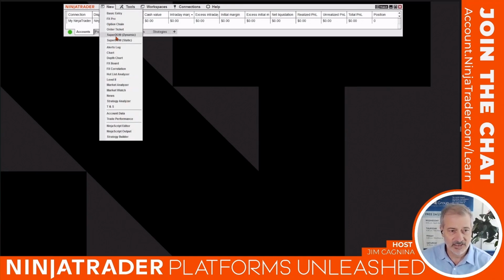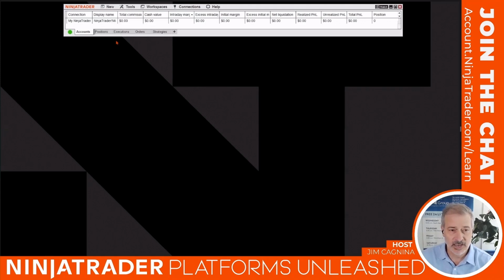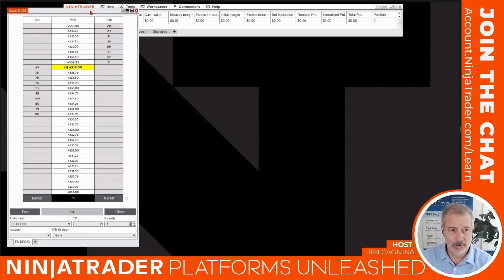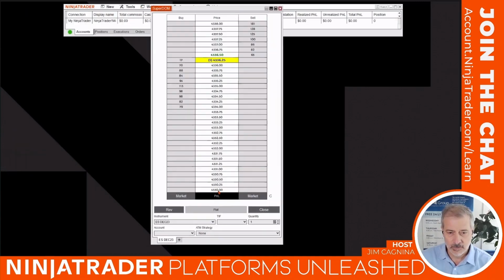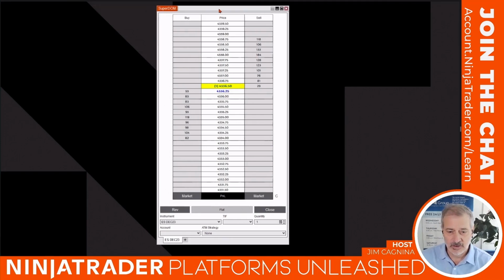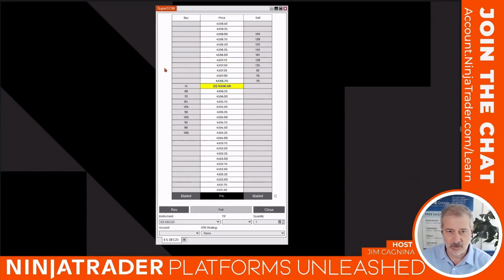I've got a couple: a dynamic and a static. You could have either one if you choose. I'm going to select this SuperDOM static. I'm going to click on it, and it's going to open up, ta-da, a SuperDOM. Let's take a peek at this. I'm going to minimize the control panel in the background, so we have a nice clean slate here.